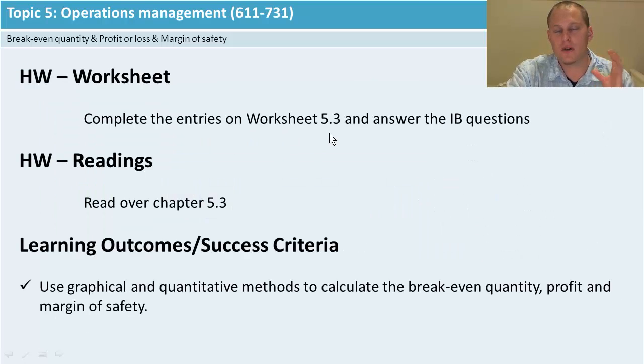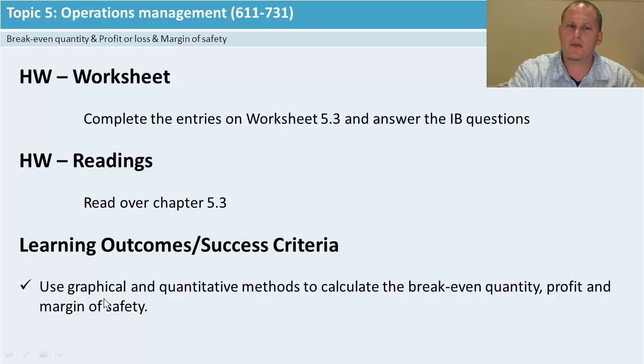Can you go through and try the worksheet attached in the description part below, and read over your IB questions you'll find in the back of your textbook. And if you want to read over chapter 5.3, I've put a summary down in the description again for you so you can read through each of the notes.